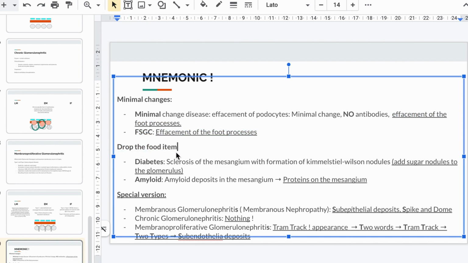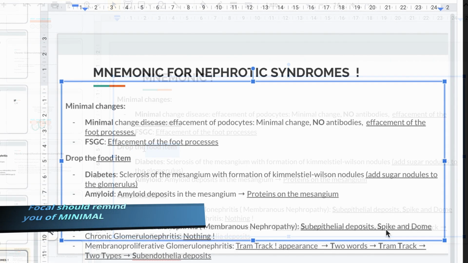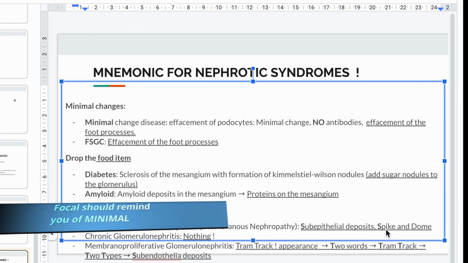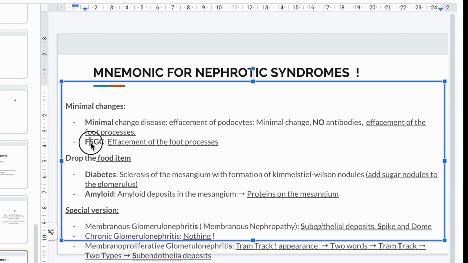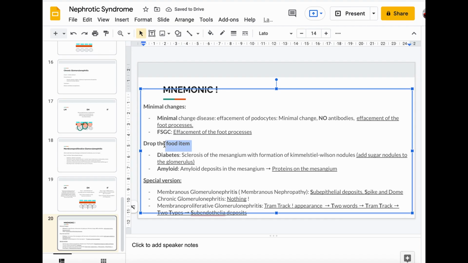The next category is obviously drop the food items. So I don't see any focal things over here. So yeah guys, for the focal segmental glomerulosclerosis, it's a focal thing. It's kind of like a local. Again, the focal over here will be kind of pointing towards minimal. So these diseases are where we're dropping a food item onto the kidney.